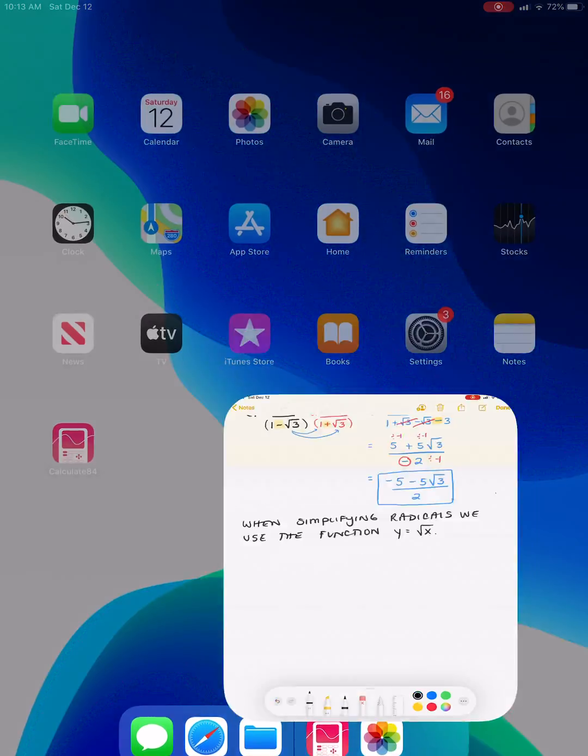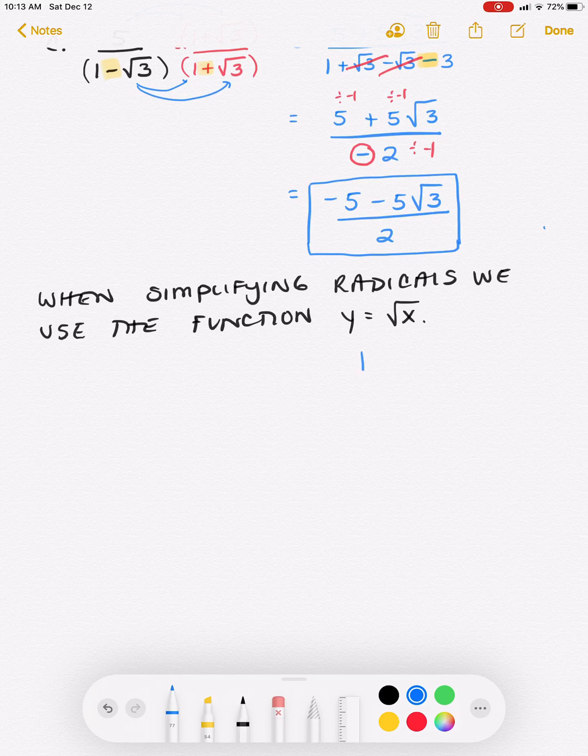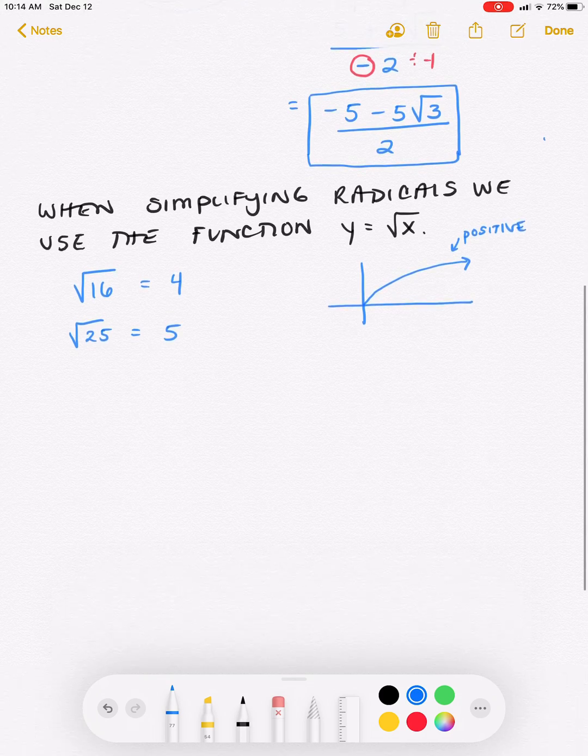So I'm going to come over here and make a quick little sketch, since we've never really talked about this function before. This is what the function looks like, and all the y values are positive. That's why when we say the square root of 16, we just say that it equals 4. When we take the square root of 25, we just say that it equals 5. We have defined square roots to equal positive numbers.